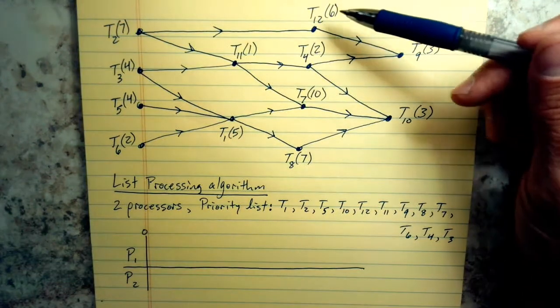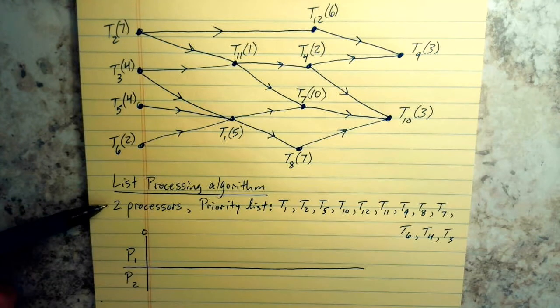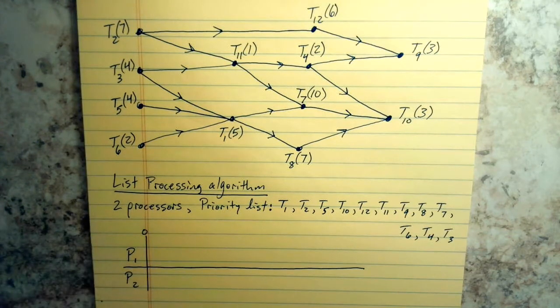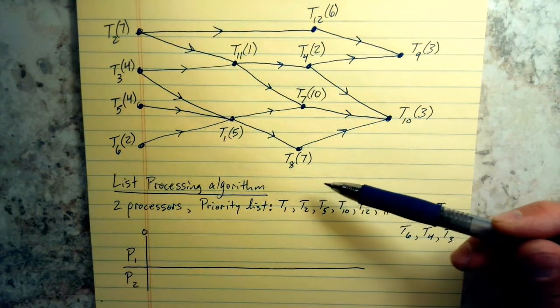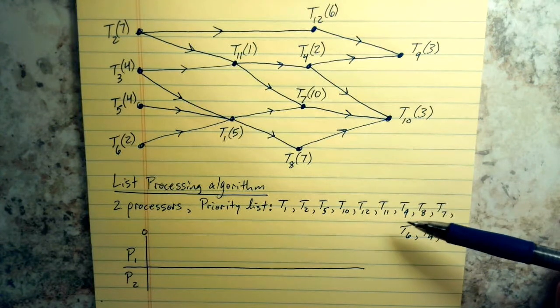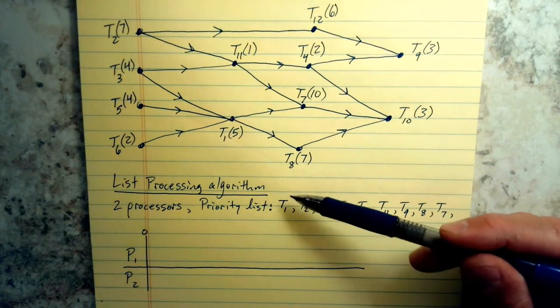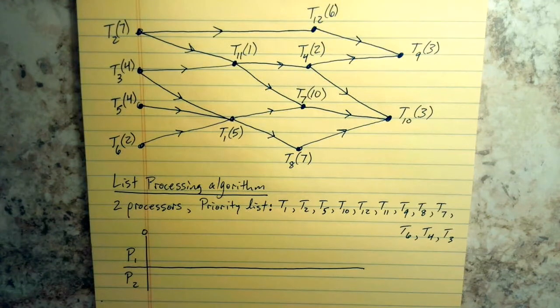And this is the last task, task 12. Our priority list is given to us, and our number of processors is given to us. This tells us that we have 2 processors, which is denoted here. And then this priority list starts with T1 and then T2, 5, 10, 12, 11, 9, 8, 7, 6, 4, and 3. So the highest priority task is 1, the lowest priority is 3, and then everything else is lined up in between.